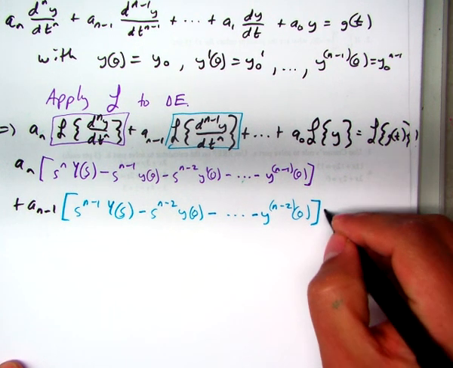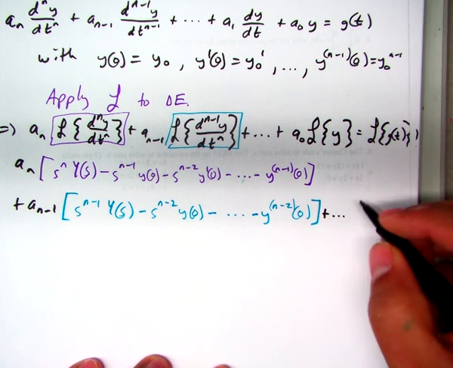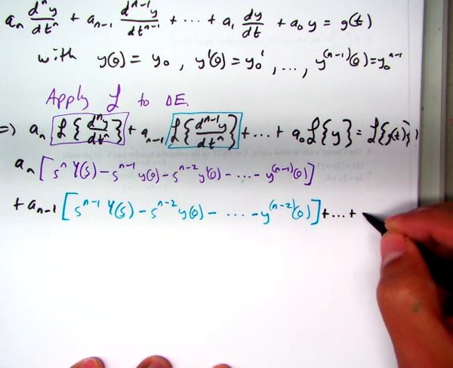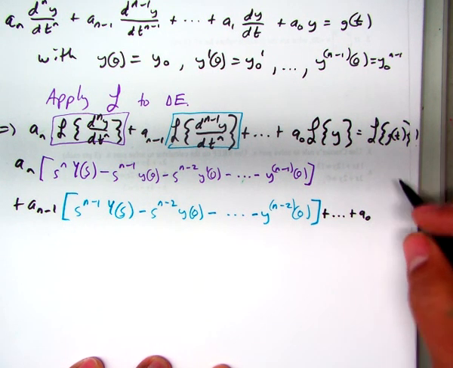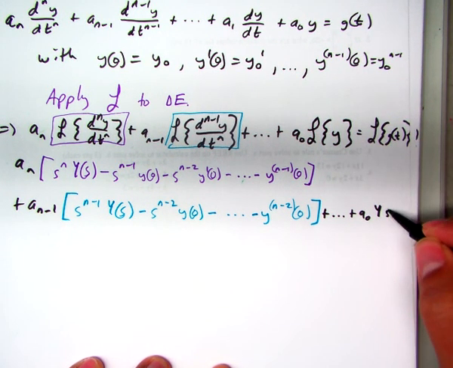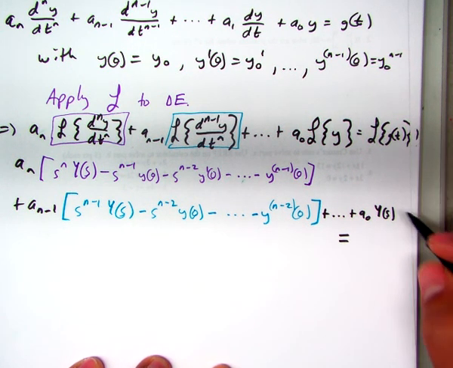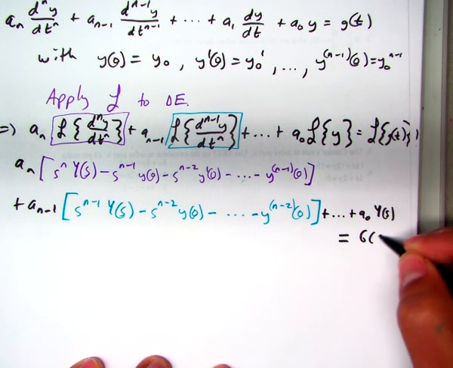And we'll go all the way down to a naught. And the Laplace transform of y will be capital Y of s. And then that's going to equal the Laplace transform of little g of t, so we'll call that capital G of s.